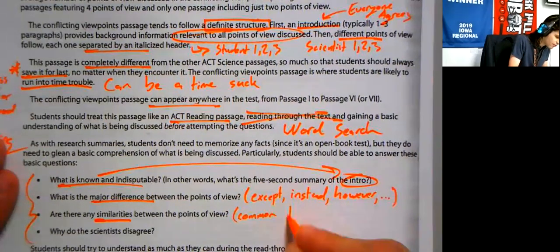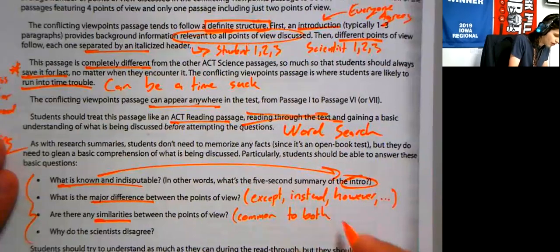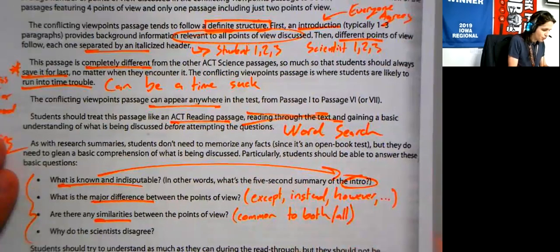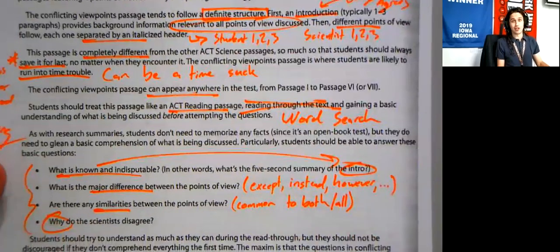Common to both or all? And why do the scientists disagree? Ooh, that one's hard. Those are the hardest questions of the test. If you're trying to get those right, you're trying to get above 30.